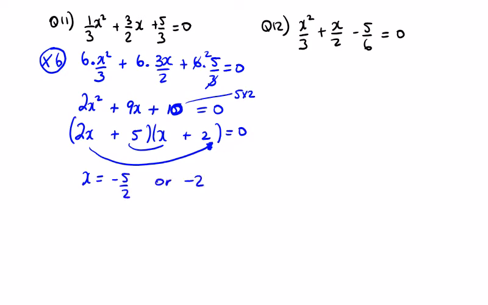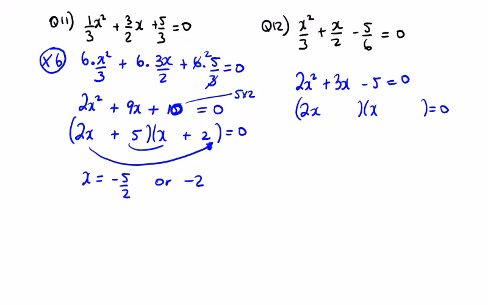And finally, the 12th one, what are we multiplying by again? We're multiplying by 6. So 6 over 3 is 2. So let's jump straight to 2x squared. 6 over 2 is 3. So we're going to get 3x. And 6 over 6 is 1. So we just get minus 5 equals naught. So 2 is prime and 5 is prime, so it makes this easy to factorize.